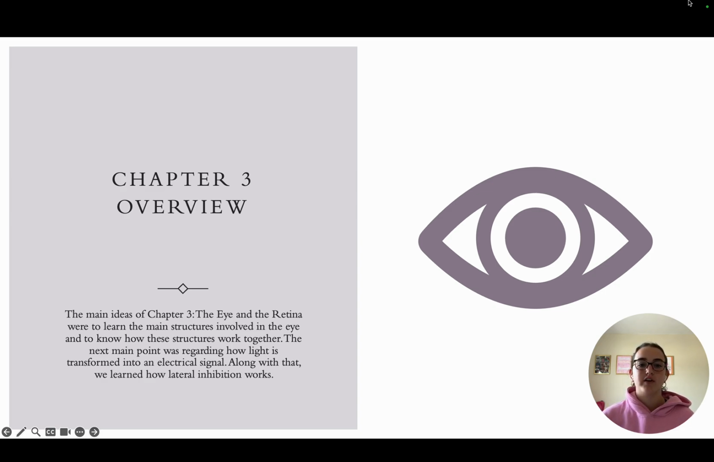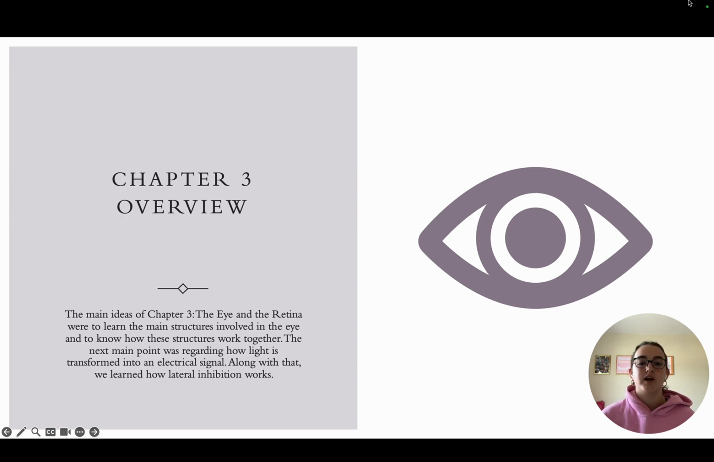So, just a little bit of an overview on chapter 3. The main ideas were just to learn about the structures involved in the eye and just to know how these structures work together. Some of the structures I'll be talking about in this presentation are the retina, which is the light sensitive layer at the back of the eye, and your rods, which are a photoreceptor that are responsible for peripheral vision and night vision. And then cones, which is another type of photoreceptor, and it's responsible for color vision. And then ganglion cells, which collect visual information and transmit it to the brain.